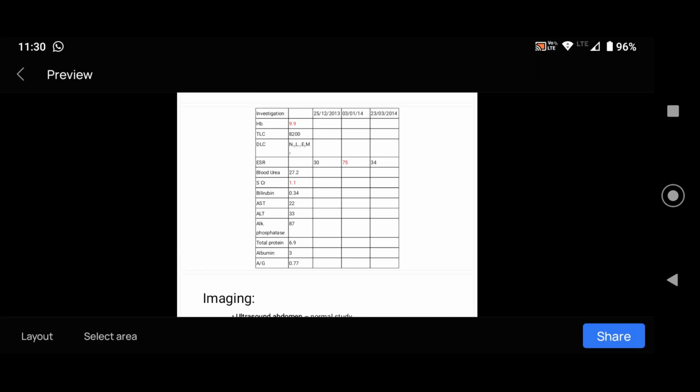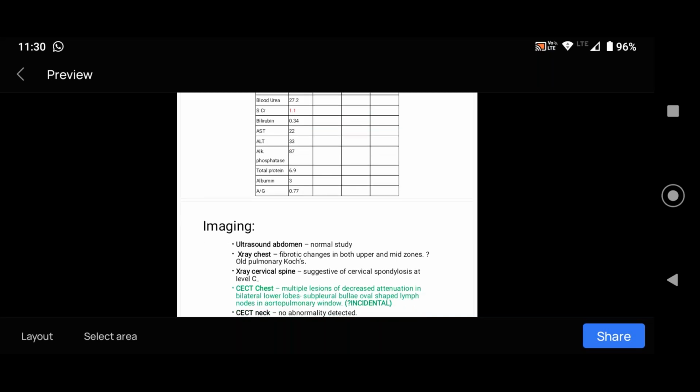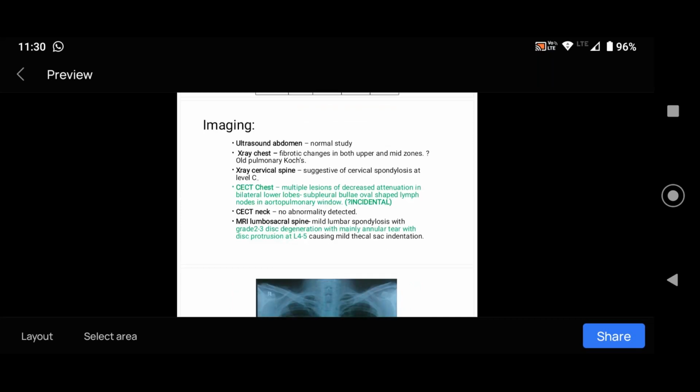In the investigations, the significant investigations include a hemoglobin of 9.9 milligrams per deciliter, and TLC, DLC seem normal. The ESR is raised, and there was a spike in ESR in between. The serum creatinine is on the border, and the AG ratio is also altered slightly. The albumin is slightly lower than normal. Rest all are normal. On the imaging studies, ultrasound was normal. Chest X-ray had evidence of old pulmonary clots, nothing more significant.